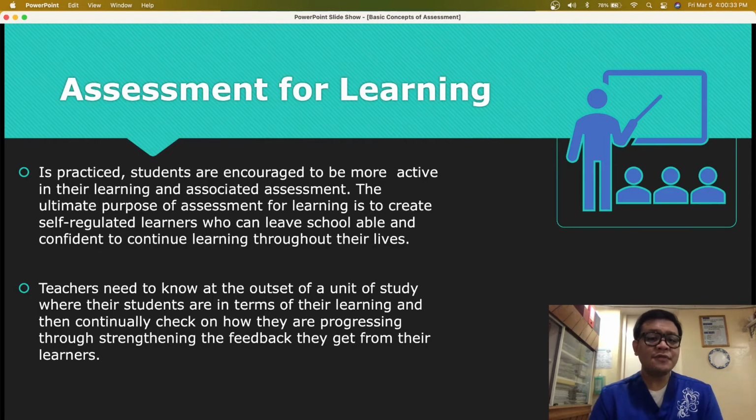It's a practice where students are encouraged to be more active in their learning and the associated assessment. The ultimate purpose of assessment for learning is to create self-regulated learners who can leave school able and confident to continue learning throughout their lives. And at the same time, teachers need to know at the outset of a unit of study where their students are in terms of learning, and then continually check how they are progressing through strengthening the feedback they get from their learners.